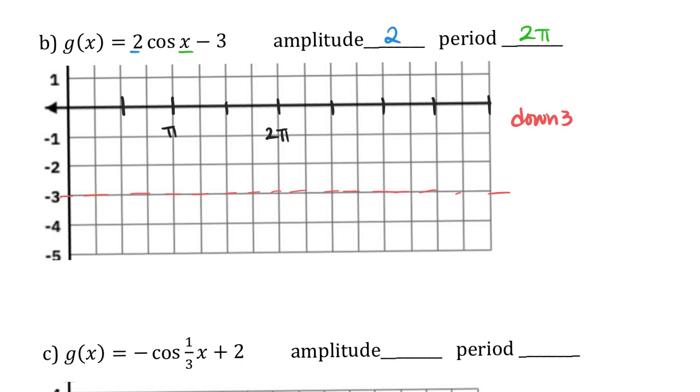I'm going to extend my graph to keep track, but as long as you label 2 points, I'm okay with it. Now the graph of cosine normally starts at 1, but it's going to start at 2, and it's going to be from this midline. So from this midline, I'm going to go up 2 because the amplitude is 2.